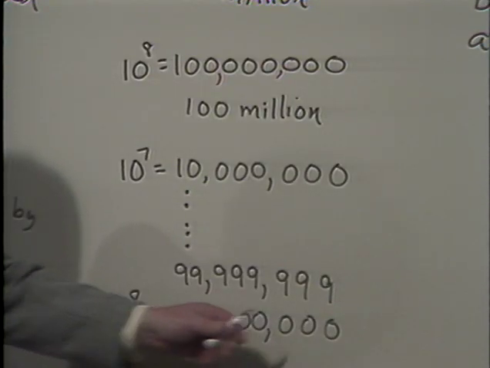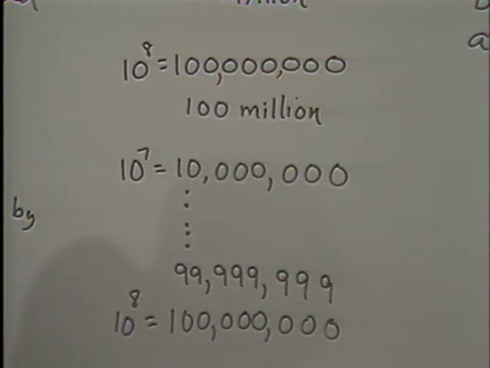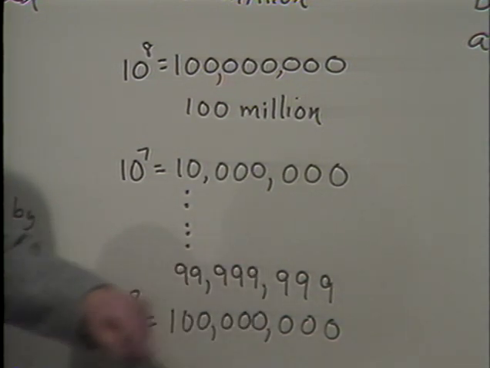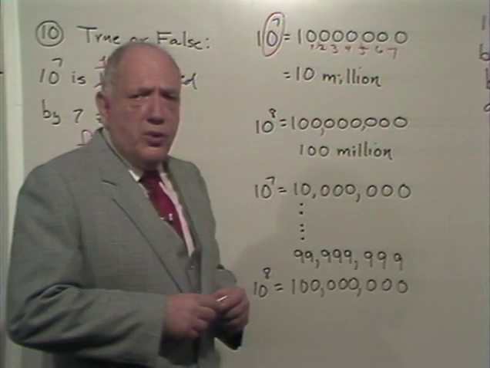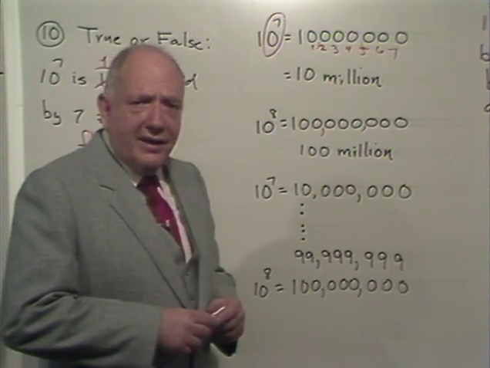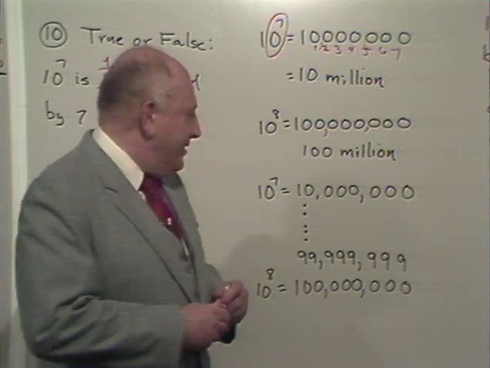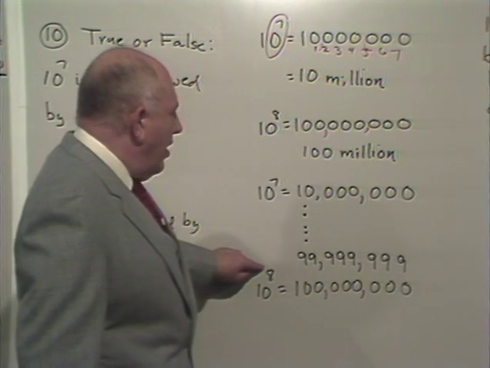3, 6, 9. Now, what's the biggest number that's less than 100 million? It's 99,999,999. In other words, there's a lot of numbers between 10 million and 100 million, aren't there? In fact, there's a lot of them. There's 90 million numbers there. But the point is that just by changing this exponent from 7 to 8, you bound all of them.